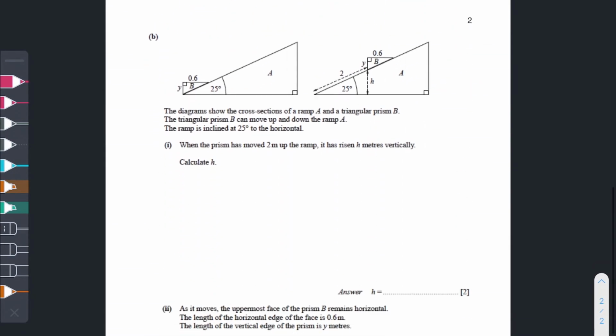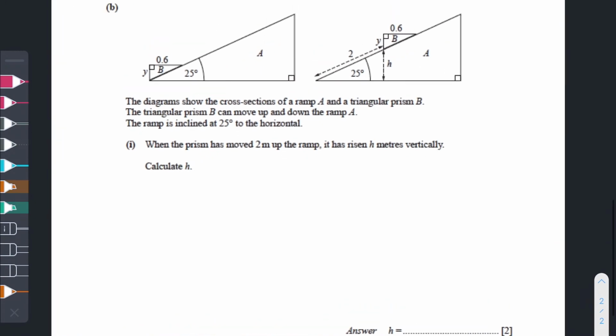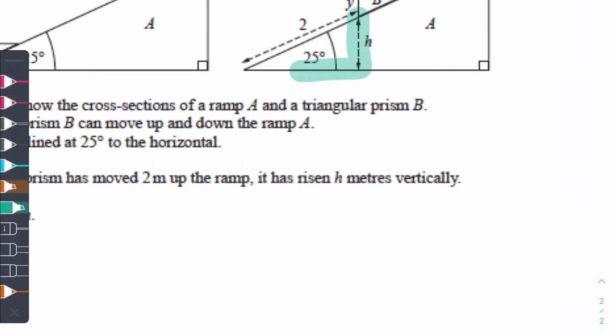The next part of the question says, the diagram shows the cross section of a ramp A and a triangular prism B. The triangular prism B can move up and down the ramp A. The ramp is inclined at 25 degrees to the horizontal. When the prism has moved 2 meters up the ramp, it has risen h meters vertically. Calculate h. So they're talking about this triangle that we have over here.